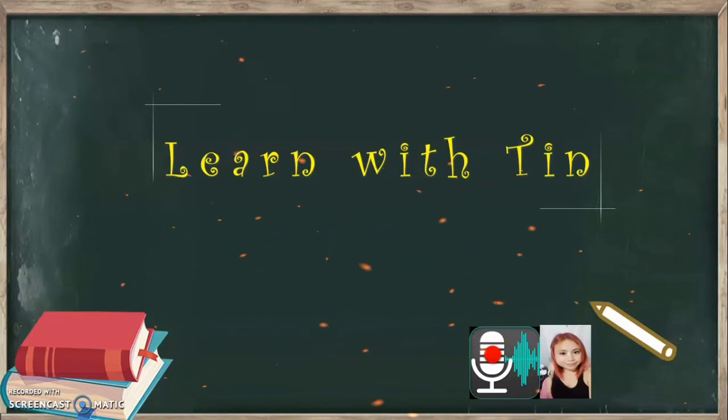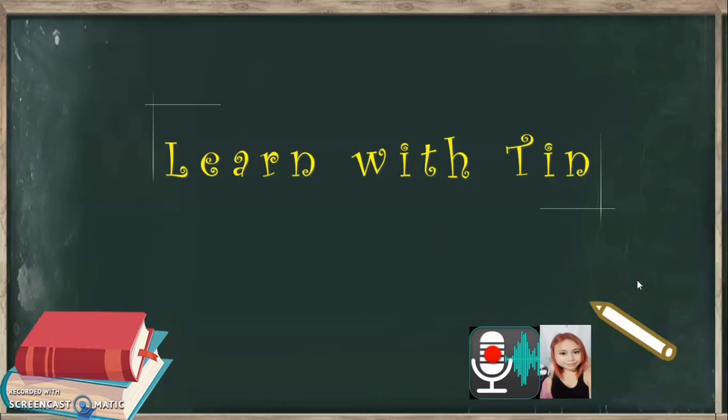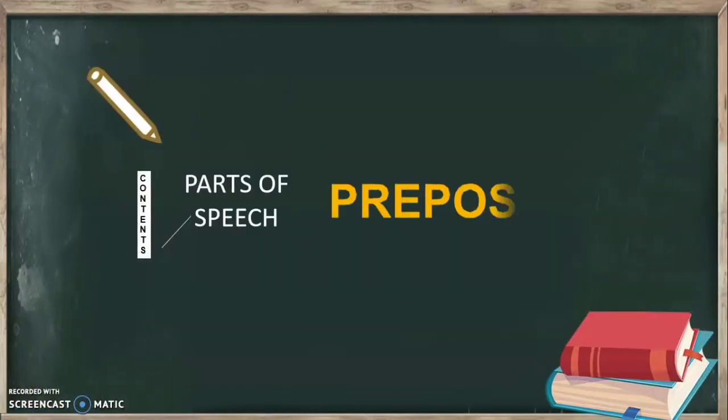We are done with conjunctions. Today we are going to do drum rolls. I don't have the drum rolls effect, so I'll just do it manually. It is called the preposition. That is right, the preposition.